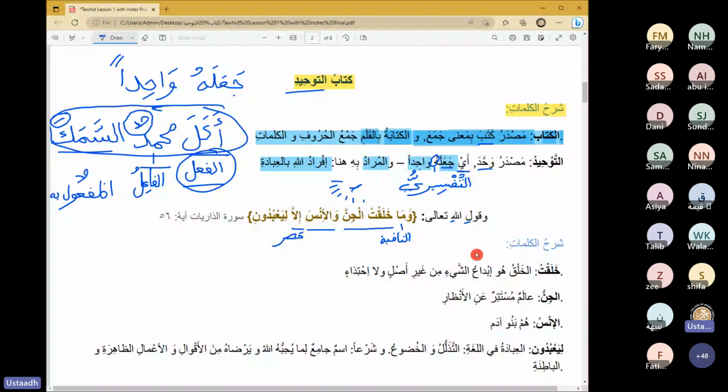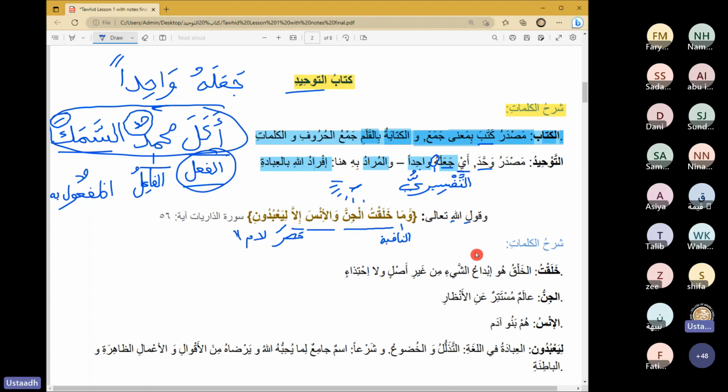So here in Allah's statement, وما خلقت الجن والإنس. We take the meaning: ma is negation, and I did not create the jinn and mankind illa, except. So we translate it as except. Illa liya'budun. And then the lam in the ayah is what? What is known as lam al-illa, or ta'leel.